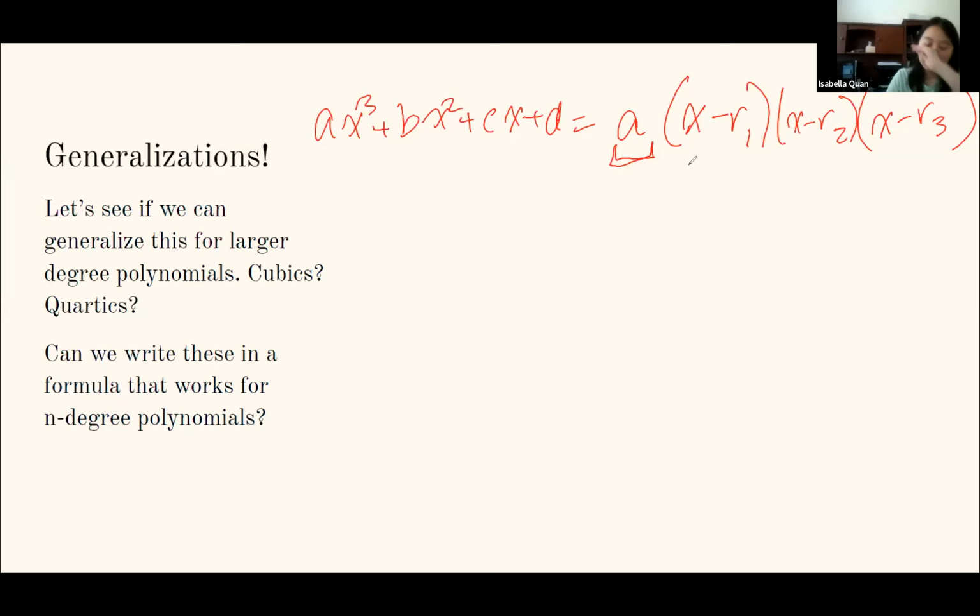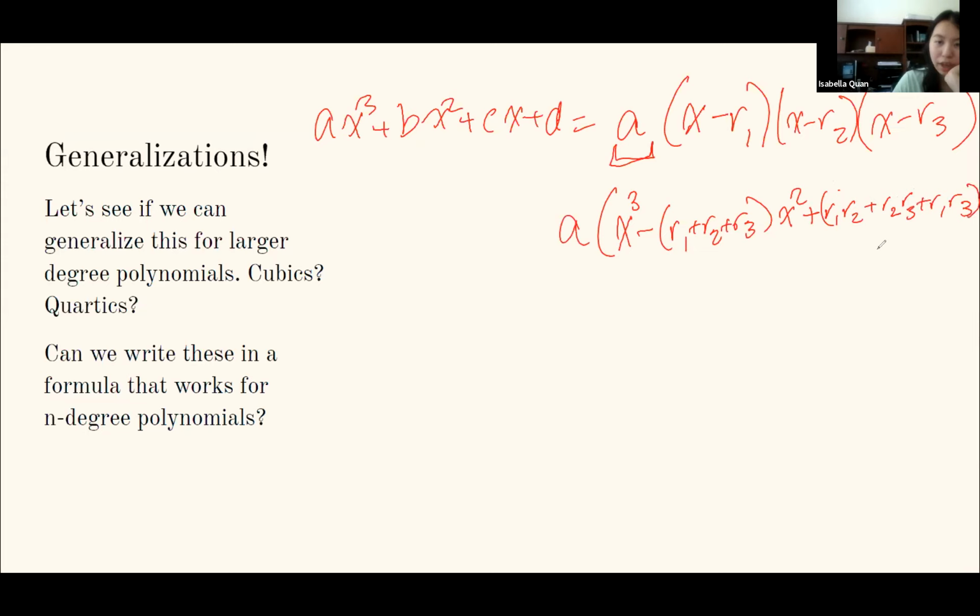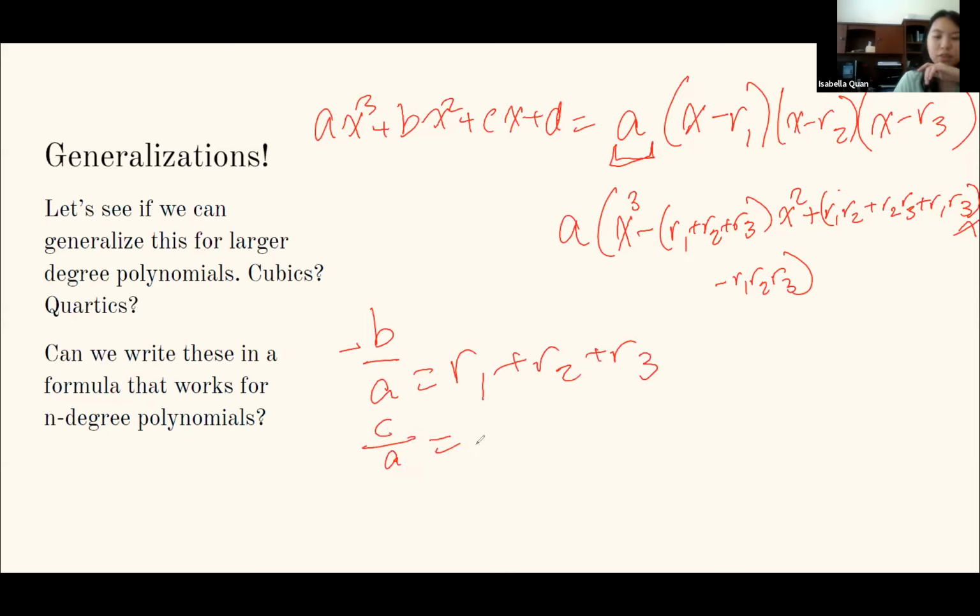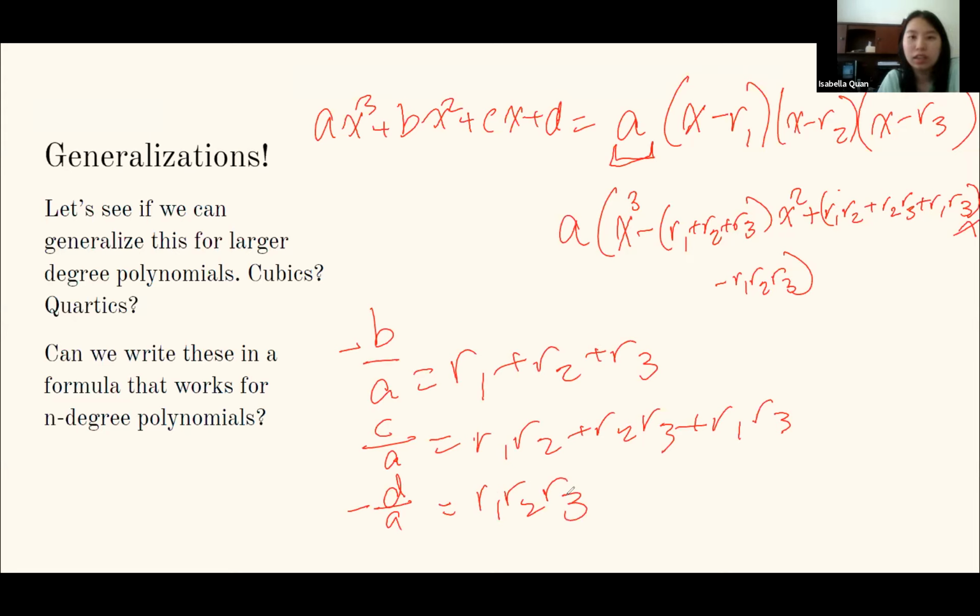Yeah, so if we expand this, we get a times x cubed minus (r1 plus r2 plus r3) x squared plus (r1 r2 plus r2 r3 plus r1 r3) x minus r1 r2 r3. And then we can just line everything up. So negative b over a is going to be r1 plus r2 plus r3. c over a is equal to r1 r2 plus r2 r3 plus r1 r3. And then negative d over a, keep in mind the signs by the way, that's going to be r1 r2 r3 all multiplied together.